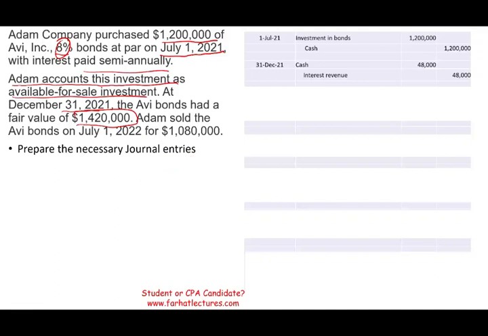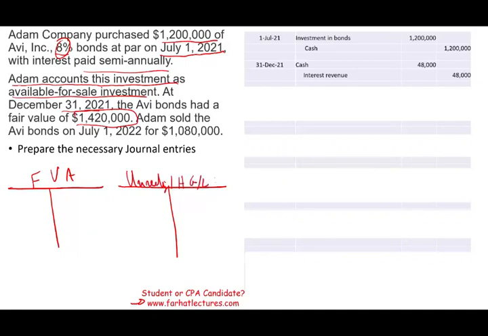Now, if you're not familiar with this, you have to be extremely, 100% comfortable with fair value adjustment. If you're not, this is where I suggest you go to farhatlectures.com, where I have this information explained in detail for students. So we have a fair value adjustment account, and we have a corresponding account, unrealized holding gain/loss. You have to be very careful, OCI, other comprehensive income. So the gains and the losses from this available for sale investment will stay on the balance sheet. So this is a balance sheet account.